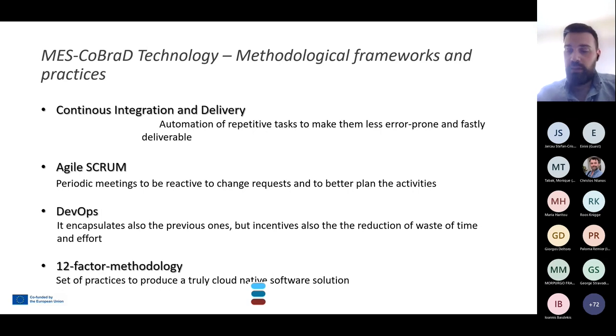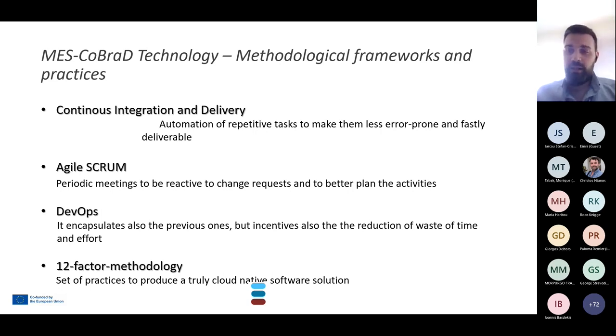So we are adopting continuous integration and delivery, which consists in the automation of repetitive tasks like the testing of the components and the integration tests between the components, being sure that everything works, and that a new deployment does not break everything, because that is something that should not happen. We use Agile Scrum as a framework for the planning of the activities. We use DevOps, a practice that encapsulates the previous two, but also incentivizes the reduction of waste, time, and effort according to lean practices.